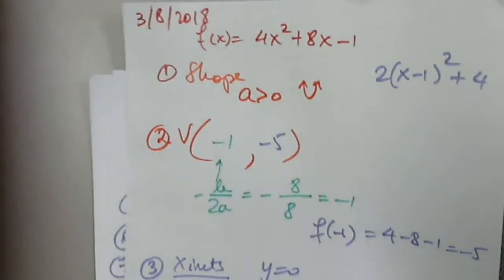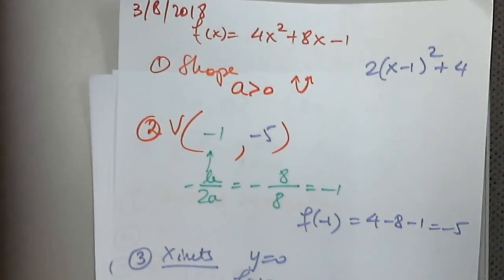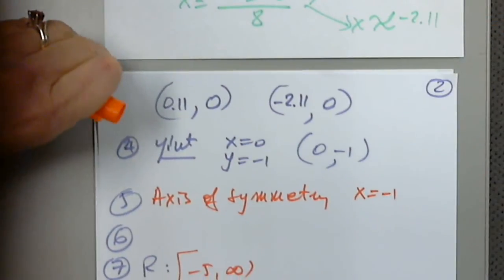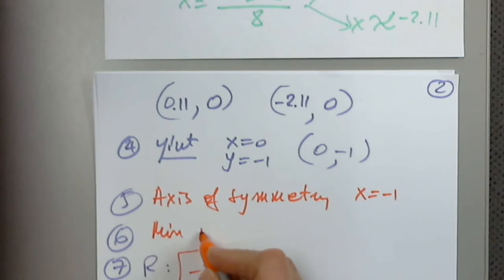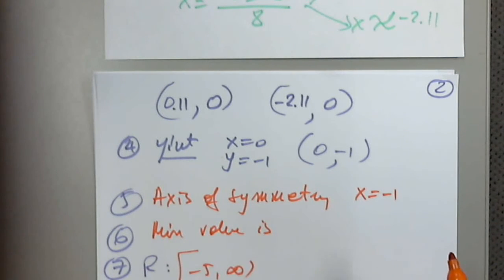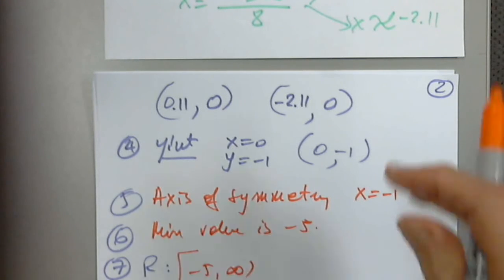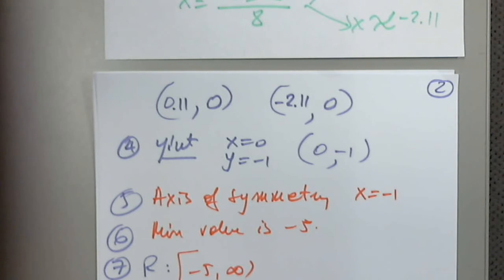Does it have a min or a max again? Min. And the min value, I have to put that in number 6. Min value is, of course, that's where the range starts. Very good. Is everything okay now so far?